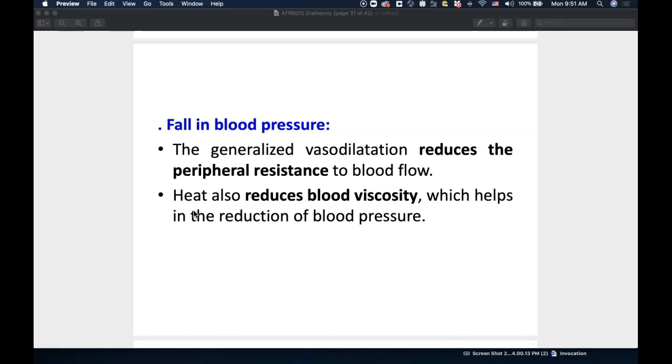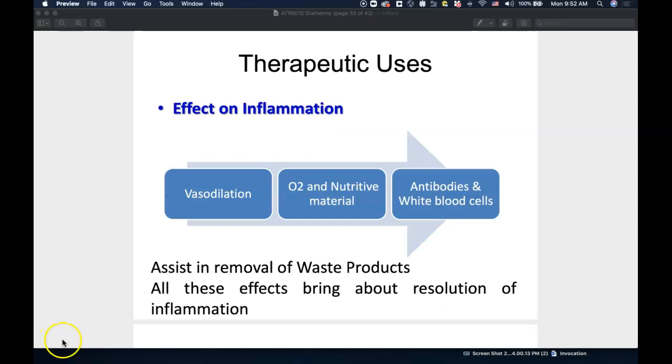So this is a question that we ask our patients, a historical question that we're asking our patients before we actually apply the diathermy to our patients. So how does diathermy actually affect inflammation? We've kind of talked about it. The big key is going to be the vasodilation, not in the acute phase, right?